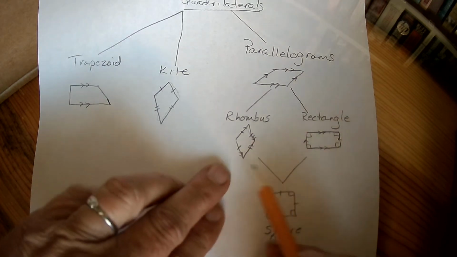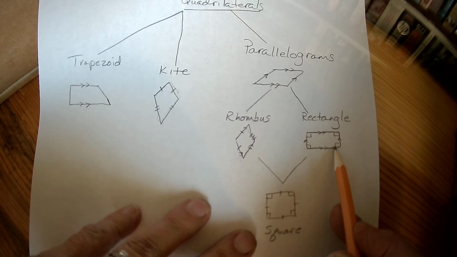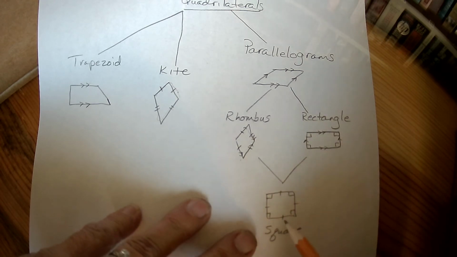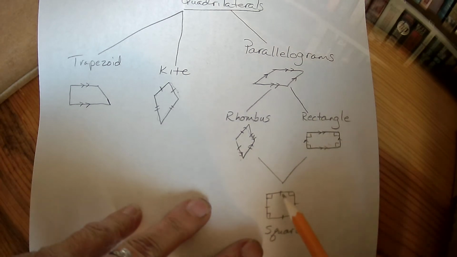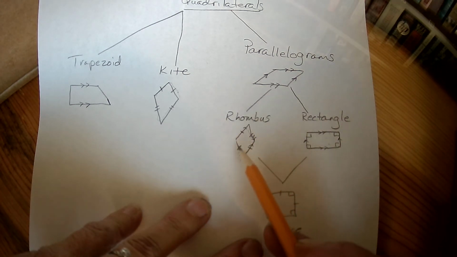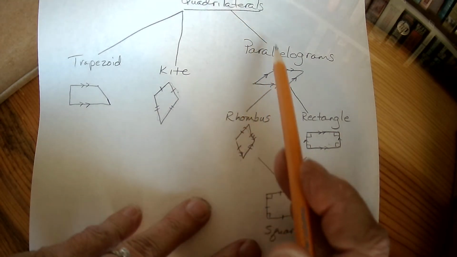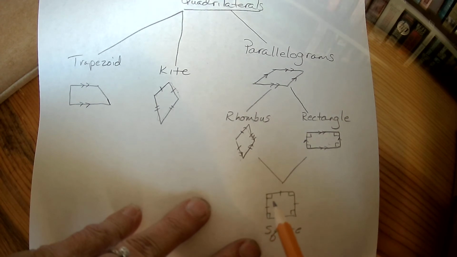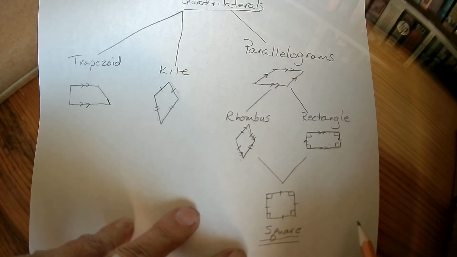A square has all of the characteristics of a rhombus and all of the characteristics of a rectangle. Don't forget that a square is always a rectangle, but a rectangle is not always a square. A square is always a rhombus, but a rhombus is not always a square. Because remember, the flowchart only goes down like this. And this is the most specialized type of parallelogram.